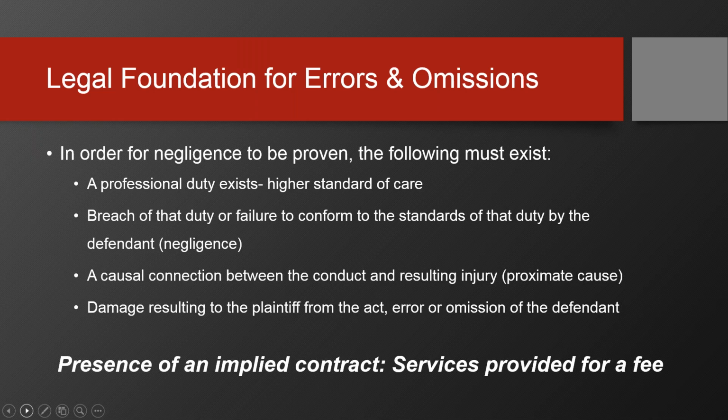There's a causal connection between the conduct and the resulting injury. That's called proximate cause. So just because you're an insurance agent and you know a lot about insurance doesn't mean you could be sued for anything that happens related to insurance. There has to be a reliance on the advice you give before a claim could be brought. And then that damage has to result to the plaintiff from that act, error, or omission of the defendant. So there has to be a proximate cause, a causal connection between the advice given and the damages. Presence of an implied contract, the services provided. Okay. So next slide.